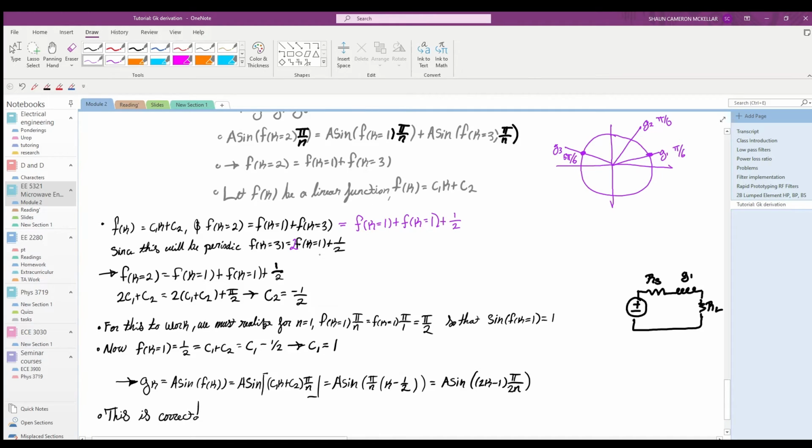Okay, so now that we have our base equation for f of k, and we have this realization that the third element is going to be shifted pi halves away from the first element. Well, now we can go and plug in our equation, and we end up with this. And you can do some algebra, and what you'll find is that C2 is equal to negative 1/2 when you do this.